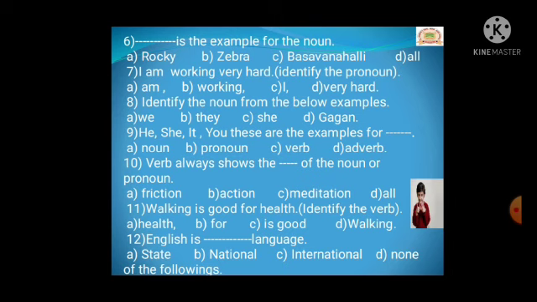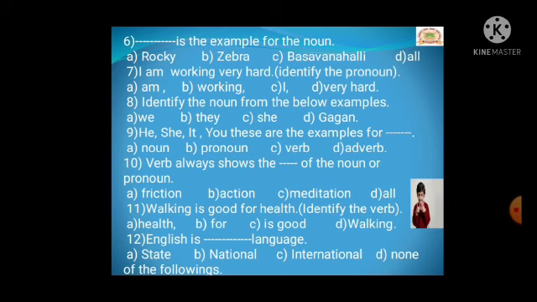Seventh one. I am working very hard. Identify the pronoun. Option A am, option B working, option C I, option D very hard. So here pronoun is I, only I. Am will not come up because am will act as helping verb. It is helping verb, so I is pronoun here.